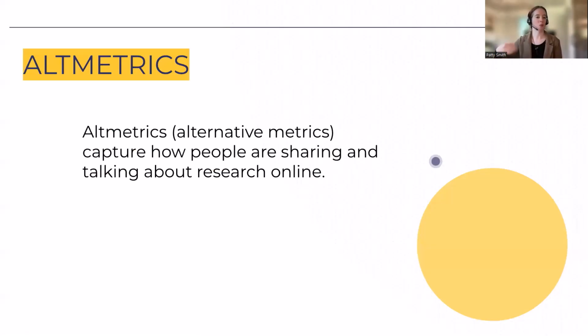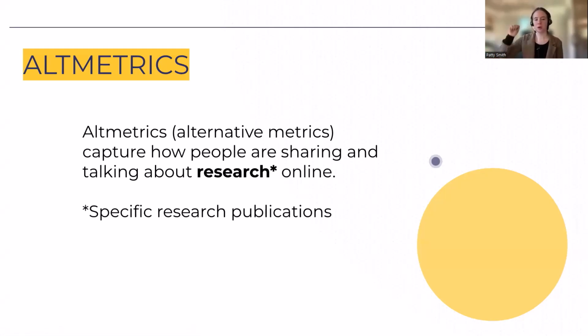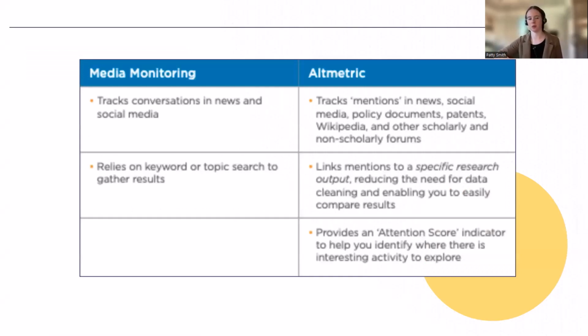So first off, what are altmetrics? Altmetrics, or alternative metrics, capture how people are sharing and talking about research online. But when I'm talking about research, what am I talking about exactly? Especially with folks who work in communications and marketing, you use a lot of different tools, like media monitoring tools, to see how people are talking about Drexel research online. But when I'm talking about research in terms of Altmetric and the attention that Altmetric Explorer captures, I'm talking about very specific research publications. So let's talk about that a little bit before we dive in.